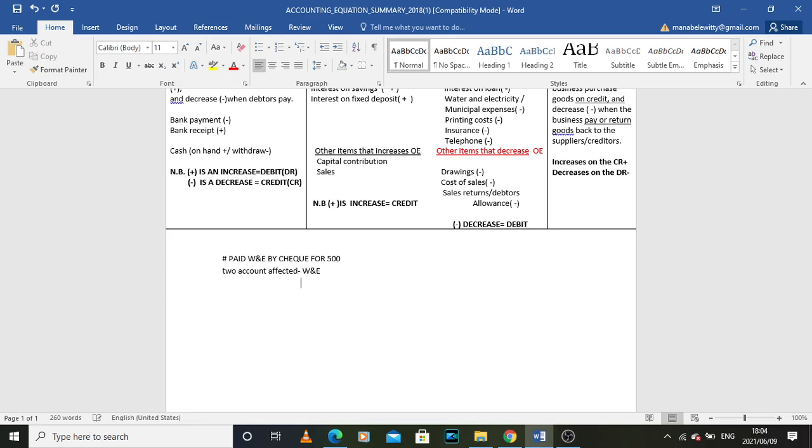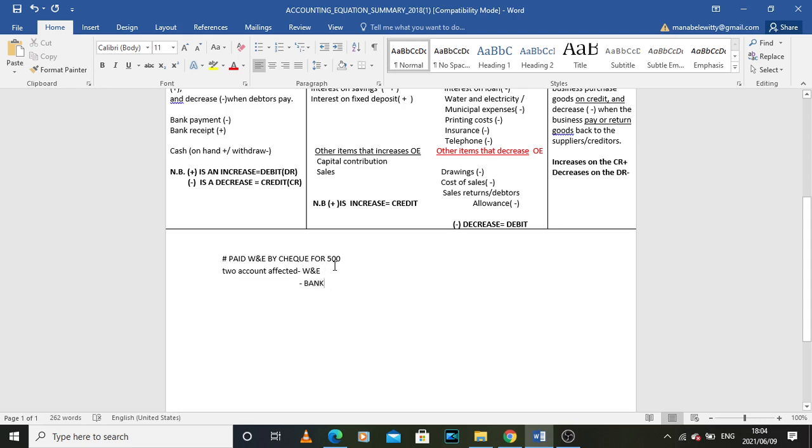And then the next account that is affected: once you hear the word paid, money went out from the bank because you paid. Either you paid by check or cash, but monies went out of the business, because if you pay by check, they're going to cash that check. So another account that is affected is bank. So we have two accounts affected, because normally they start from two going forward.